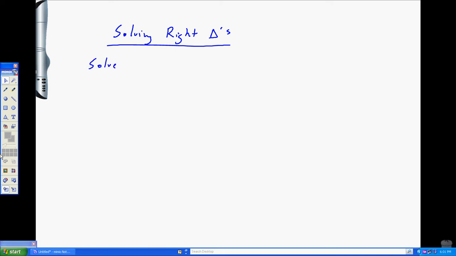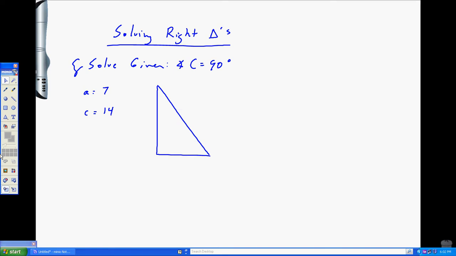Solve given angle C equals 90 degrees, always, okay? So given, let's go with A equals 7, and we'll say side C equals 14. Okay, so if we can think back to grade 9, the first thing I always want you to do is draw out your triangle. So there's your triangle. Label your triangle correctly, A, B, C.